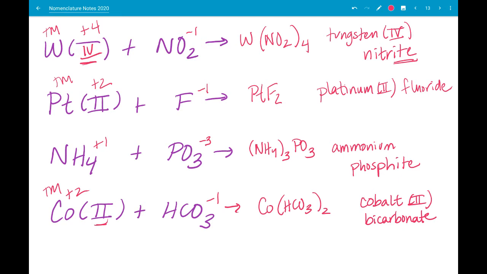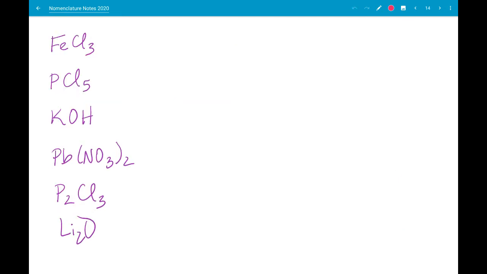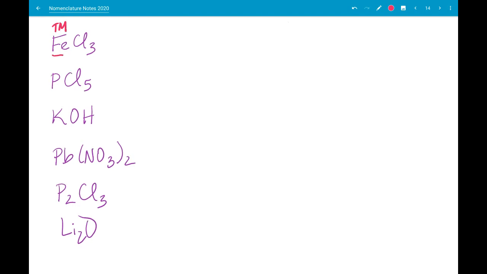Okay, let's do two more styles. If you're given just the formula, you do need to figure out its name. I highly recommend going through and looking at whether it is a metal, a nonmetal, or a transition metal, and that will help you know where to go on the nomenclature flowchart. So Fe is considered a transition metal, which means I would have to use oxidation backwards to make sure I know its oxidation number. So I have 1 Fe plus 3 chlorine with a -1 charge equals 0.